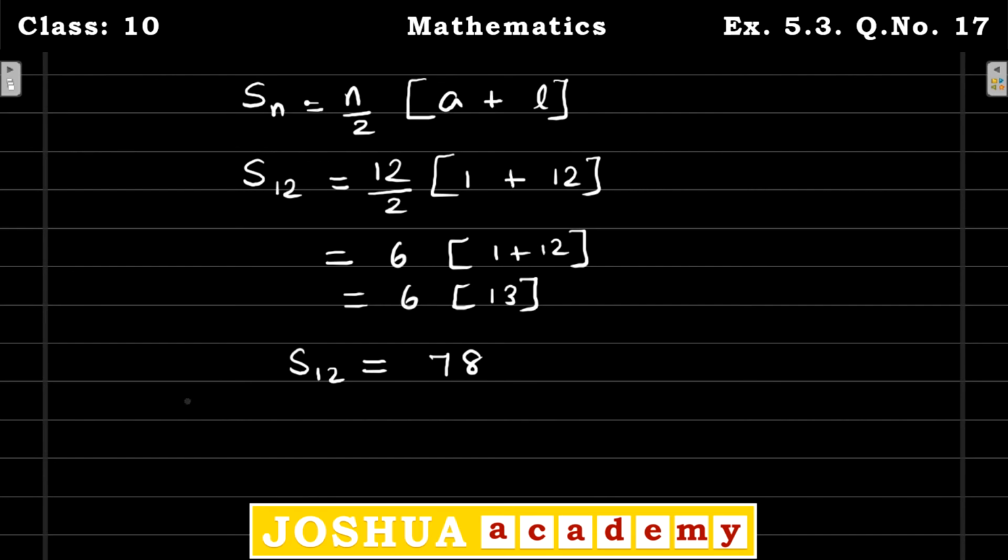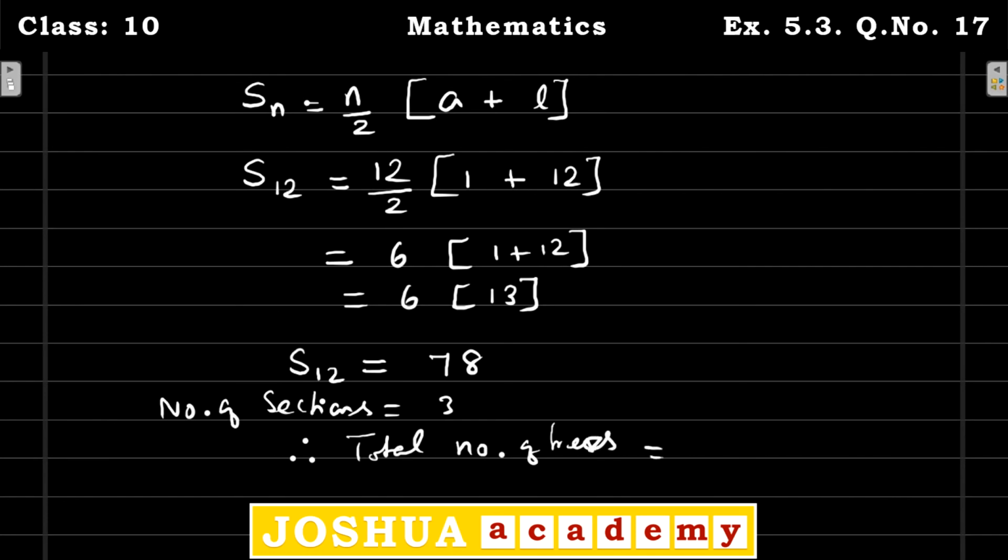And how many sections are there? Number of sections in the school is 3. So therefore total number of trees is equal to 3 sections into 78, because one section from class 1 to 12 will plant 78 trees. So therefore 3 sections altogether, multiply with 3. So we get this one. 3 8s are 24, remaining 2. 3 7s are 21 plus 2, 23. 234.